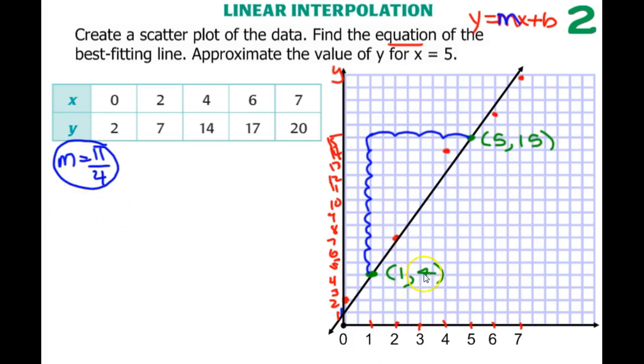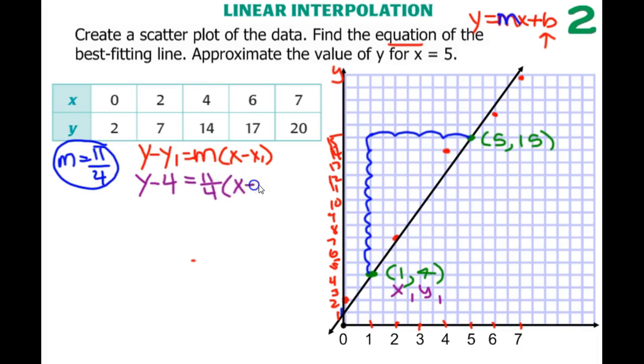So we have a slope and we have 2 points. I'm going to use point-slope form because I have a point and a slope. If you'd prefer to use slope-intercept form up here and find b, that's fine as well. So I'm going to plug in y minus y1. Well, I'm going to use this point just because these are smaller numbers. So y minus 4. My slope right here is 11 over 4. And then in parentheses, x minus x1, which is 1.